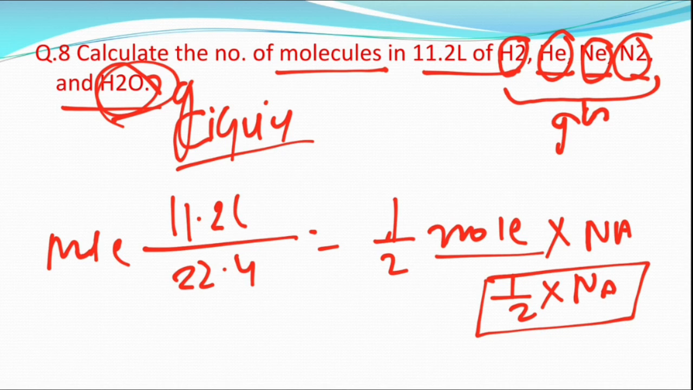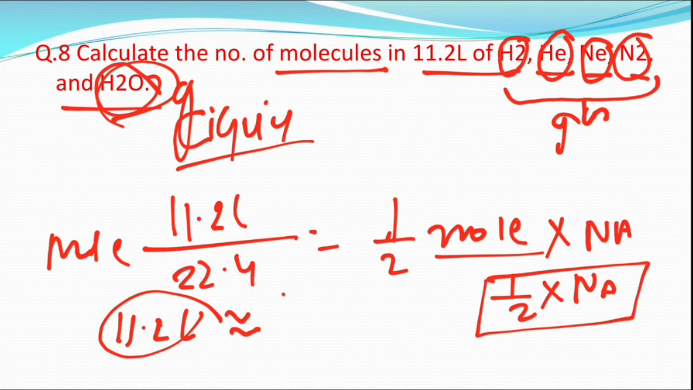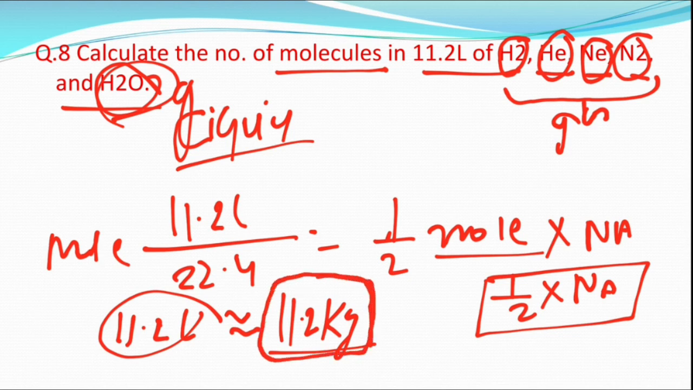Okay, so 11.2 liter of water is almost equal to 11.2 kilogram of water. Now you can find the answer by using the molar mass of water. So there will be a lot of number of moles in 11.2 liter of water. So the concept of volume we will apply only on the gases.